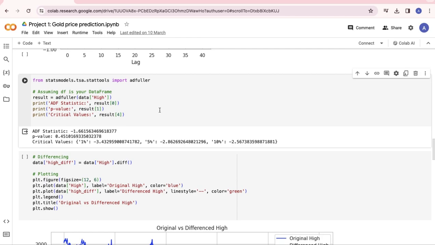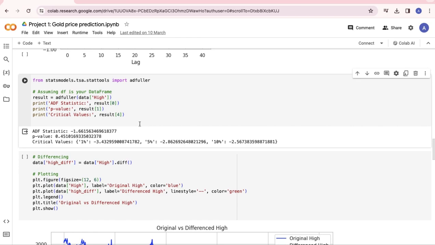Then we also print the p-value associated with the ADF test. The p-value is used to determine the significance of the ADF test. A small p-value, typically less than 0.05, suggests stronger evidence against the null hypothesis of non-stationarity.